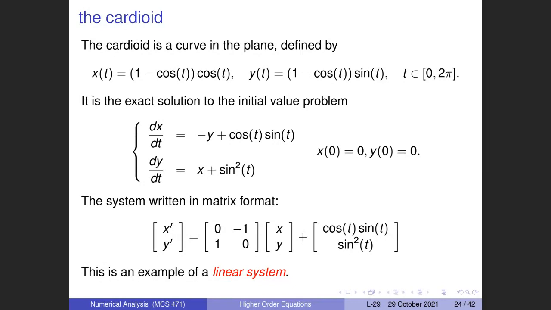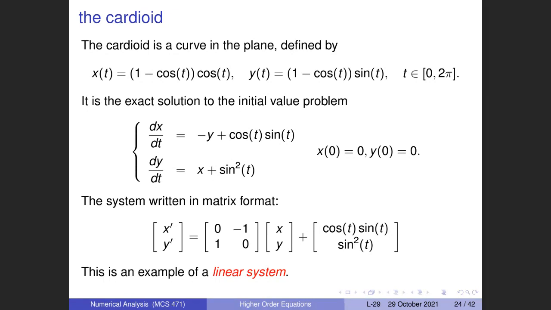Here is an example of an algebraic curve. I'm sorry, it's a plane curve. A plane curve that is given in exact parametric form and is the solution of an initial value problem. It is a linear system because the matrix is independent of x and y. The x and the y now correspond to the coordinates of the curve. So we have a plane curve.